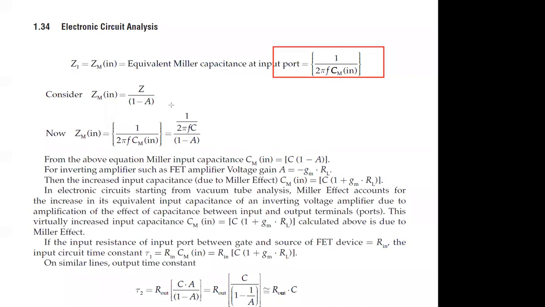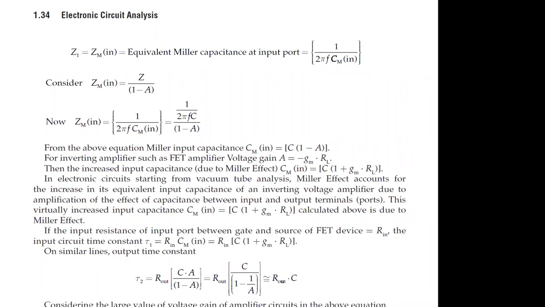From the above equation, we can write the Miller capacitance Cm equals C into 1 minus A. If you simplify it, you get the relation for C. That is, Cm in equals C into 1 minus A. This is for capacitance, and when the inter-electrode capacitance is there, we can get this relation.